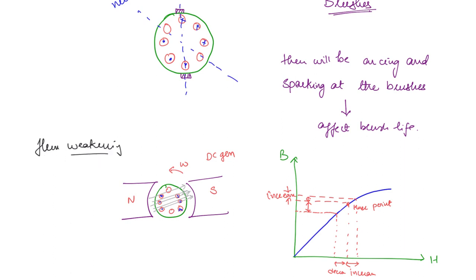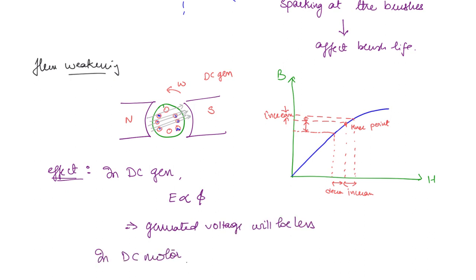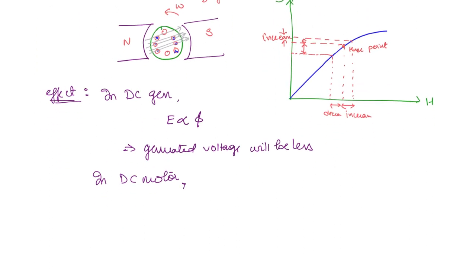Now what is the effect of flux weakening? In DC generator, we saw that the induced EMF is proportional to the flux, okay? So if flux is reducing, then the generated voltage will also reduce. Therefore, generated voltage will be less. In DC motor, what is going to happen? So the flux weakening will actually increase the speed. Flux weakening increases the speed. So why is this so? We will see when we discuss the speed control, okay?